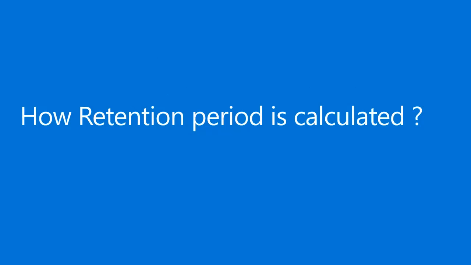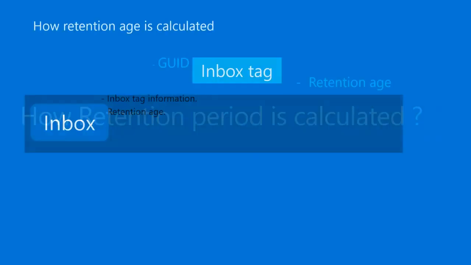So we talked about expiration. So how is the retention age calculated, or on what basis, or how is it different when a mail item is in your top of information store, and how is it different when the mail items are in your deleted items folder? We'll just see that now.